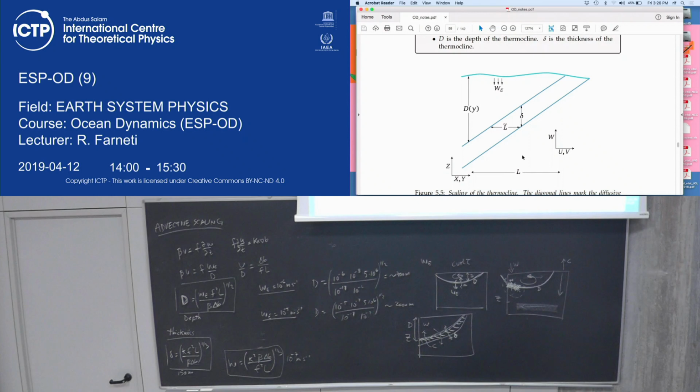So the thickness delta is given by the diffusive scaling, and the depth of the thermocline D is given by the advective scaling, which is where you take into account the Ekman pumping. The Ekman pumping is squashing down this thermocline until some depth D, depending on the Ekman velocity. And then how thick is this thermocline? Could be very thick or very thin, and it depends on a diffusive scale, which was proportional to kappa, the vertical velocity.